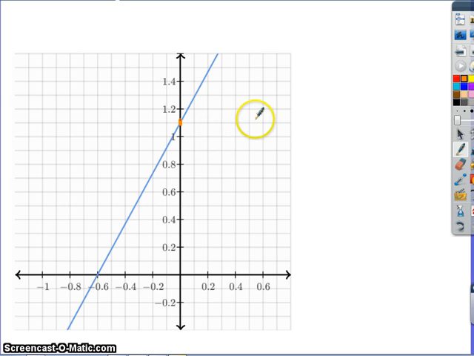Jasmine, why don't you count down for me? So it goes 6, 5, 4, 3, 2, 1. What's here? 0. Of course it's 0. X is always 0 for the y-intercept. 0, comma, and then what's this point here? It's between 1 and 1.2.